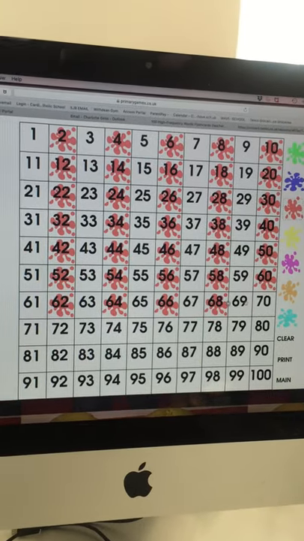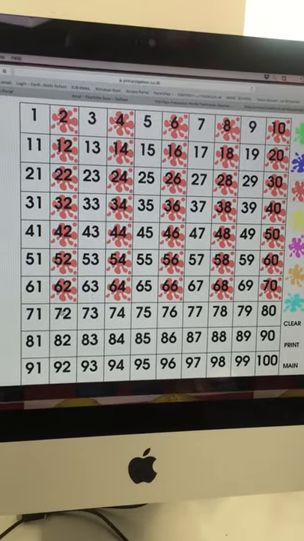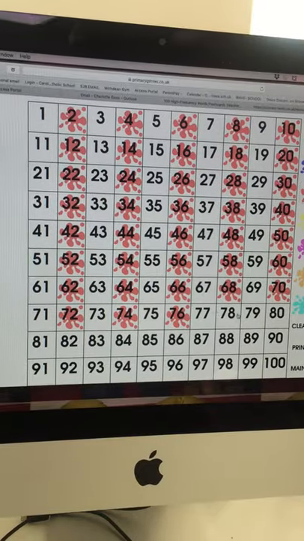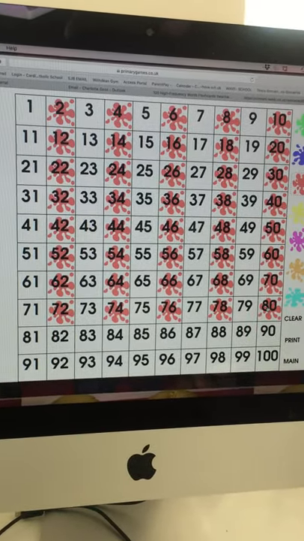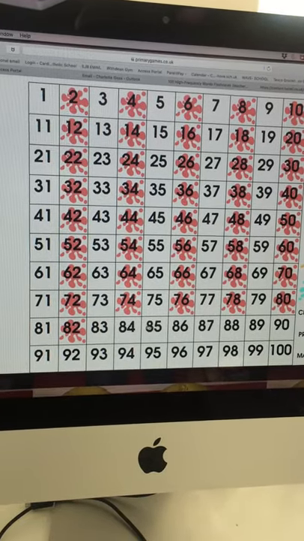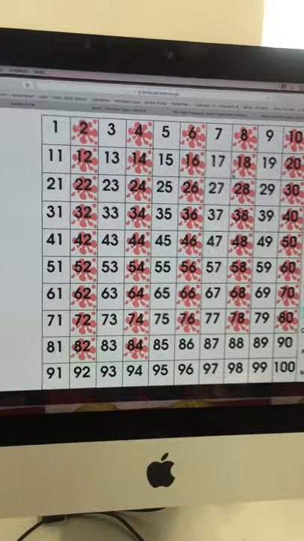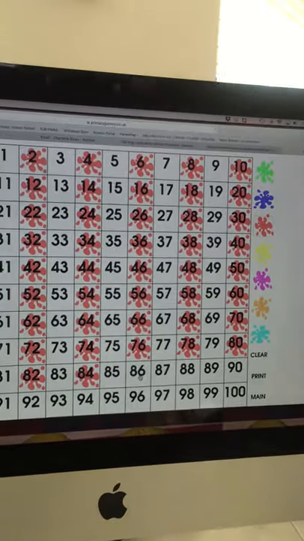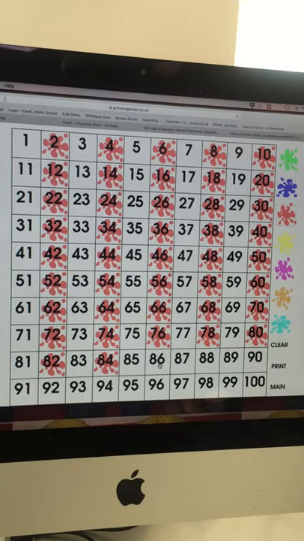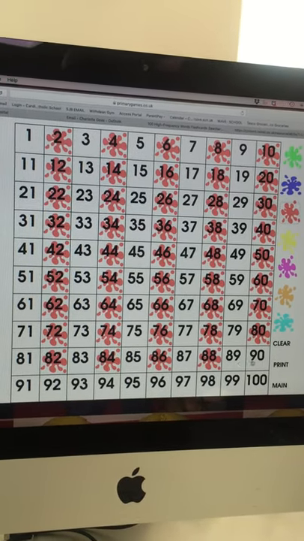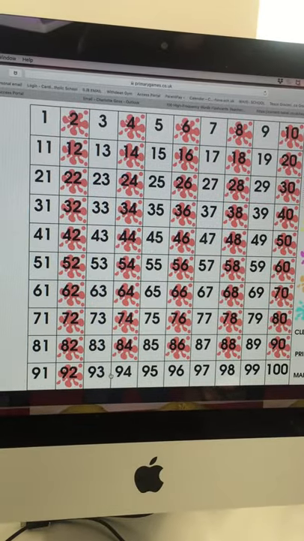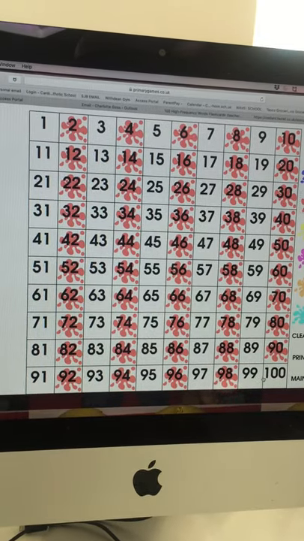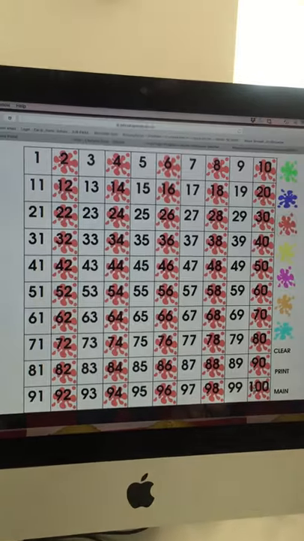66, 68, 70, 72, 74, 76, 78, 80, 82, 84. What's the next number going to be after 84? We miss a number out and we click on the next number, counting in twos after 84. You're right, 86, 88, 90, 92, 94, 96, 98, 100. Well done, everybody.